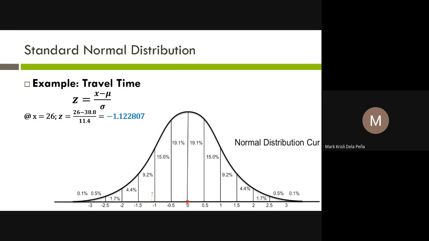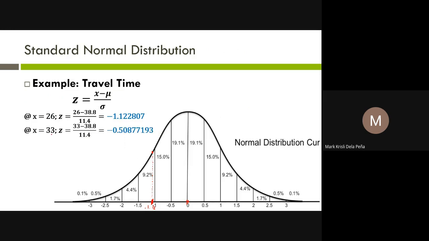So if we extend this line, our z is here. Okay, this is one. Now if we compare it with our normal curve earlier, when we normalize the curve, that point should be here, and that's negative 1 point, let's just say 1.12, approximately 1.12. Okay, next.